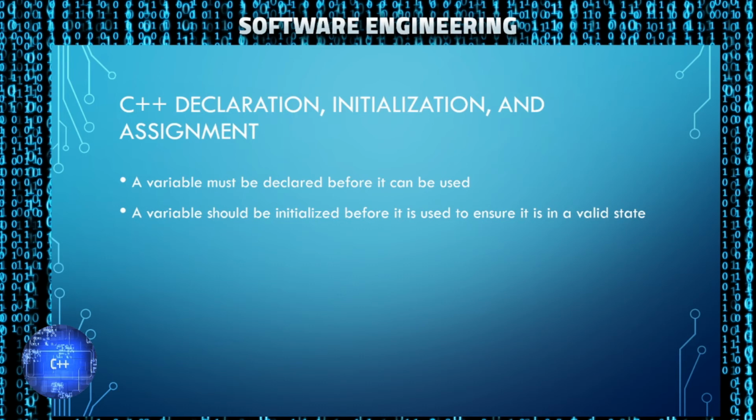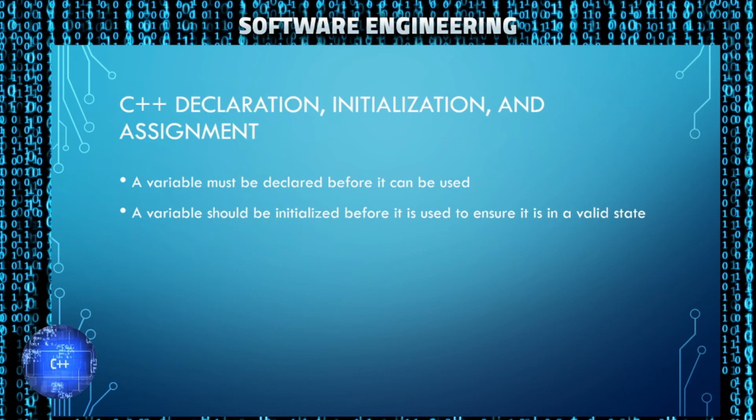In C++, you must declare a variable before it can be used. This is different from languages like Python, where you can just declare and use it anytime you want. You must declare it before it can be used. In addition, you should initialize a variable before you try and use it to ensure that it's in a valid state. For integers, for example, you should either give them an initial default value of, say, 0, or give them an initial value when you create them.